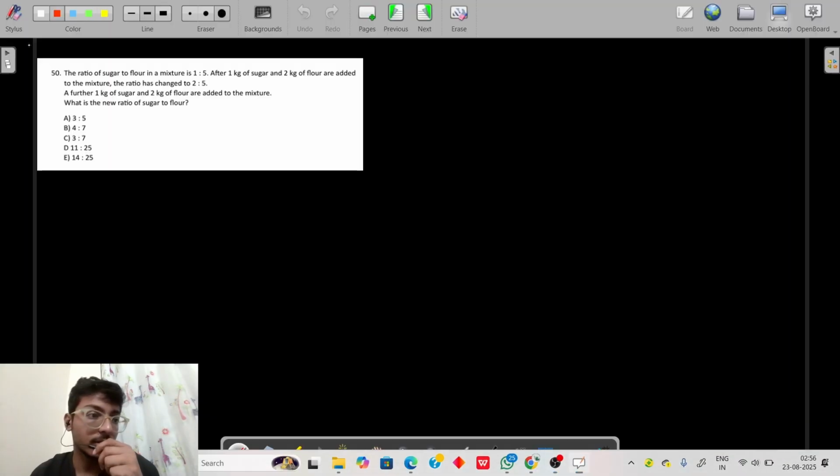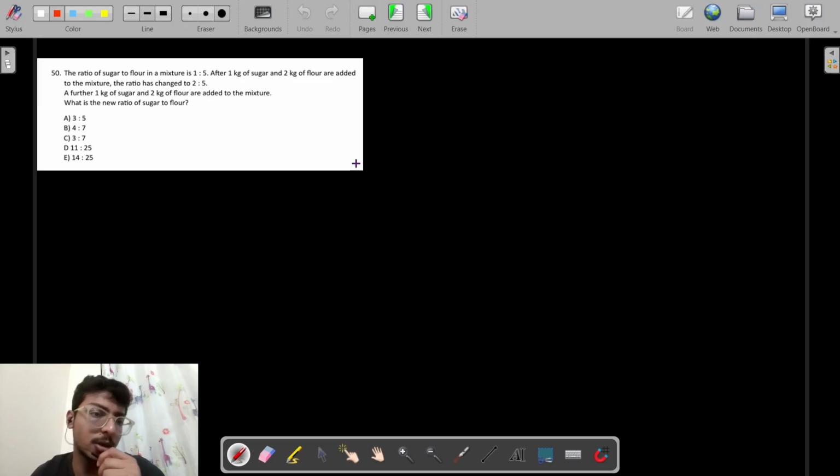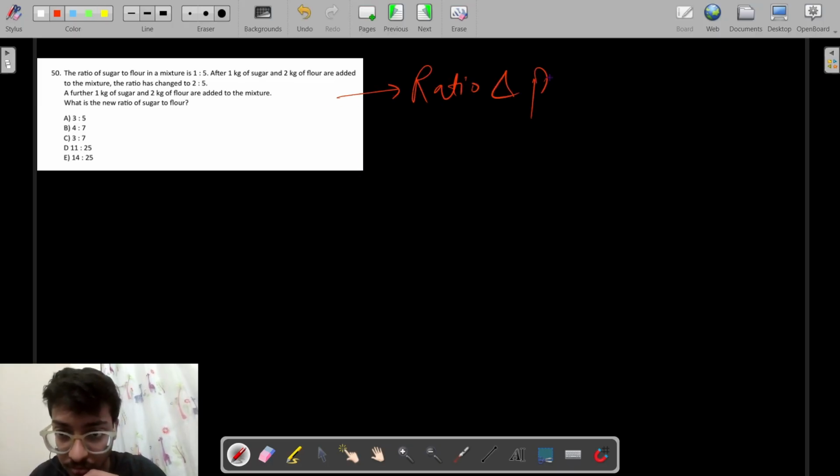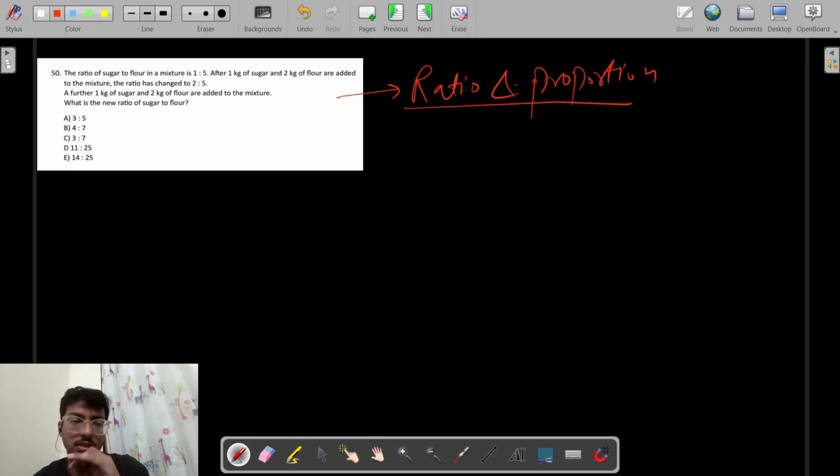That's it. So let's come to the third problem, and this problem is from the chapter of ratio and proportion, and this is a very elementary problem, right? Very class 7 or 8 level question. Fine. So let's first read the question.